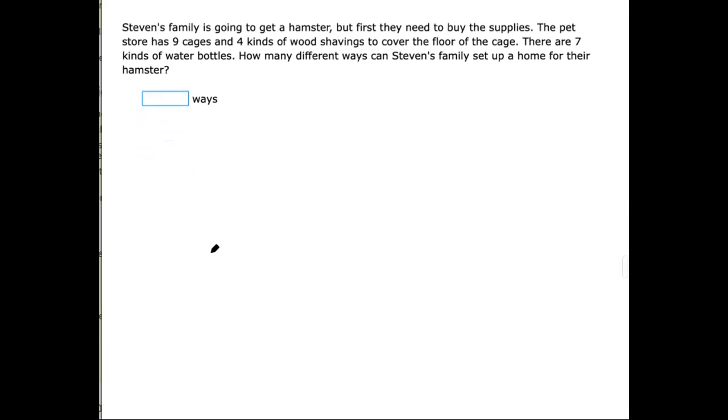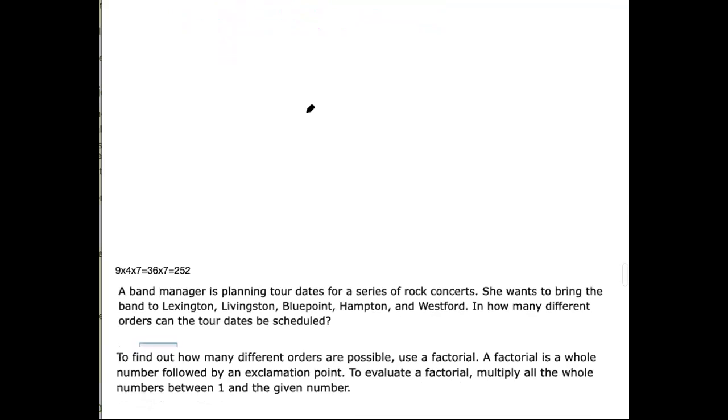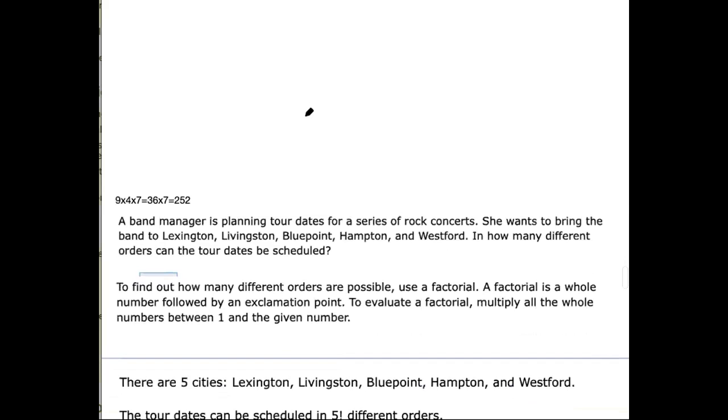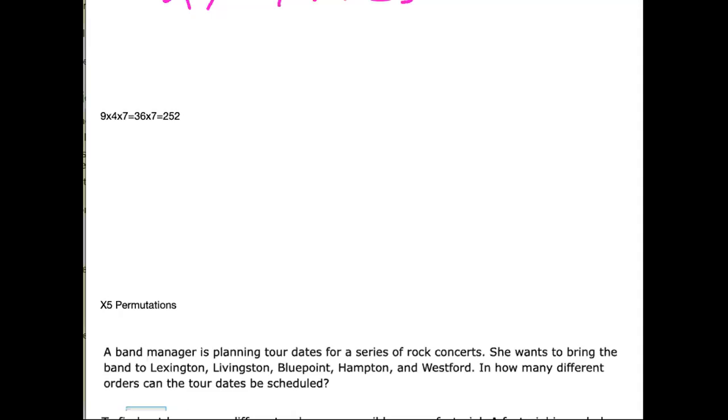All right, so you should have gotten 9 times 4 times 7, which is going to give you 252. So 252 different ways on that one. All right, going on to the next section.